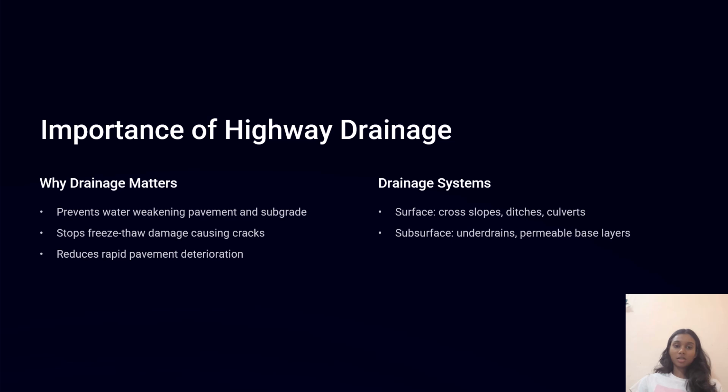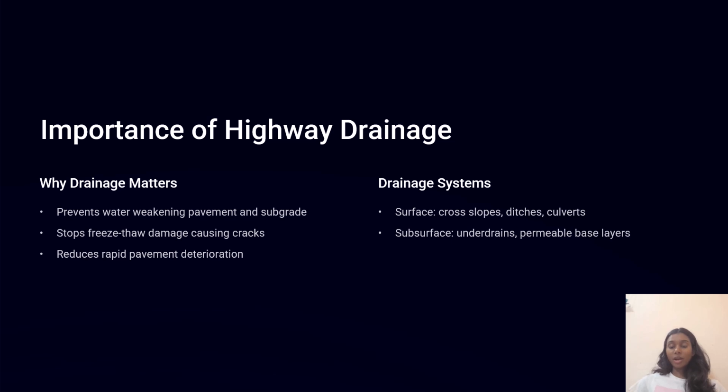Now, while constructing the road, there is a very great necessity for highway drainage. So what is the importance of highway drainage? Basically, highway drainage is like an umbrella for the road, and it keeps the water away from the pavements. When there is poor drainage, water doesn't just sit on the surface, it seeps down into the road layers, and this causes major problems in the road.